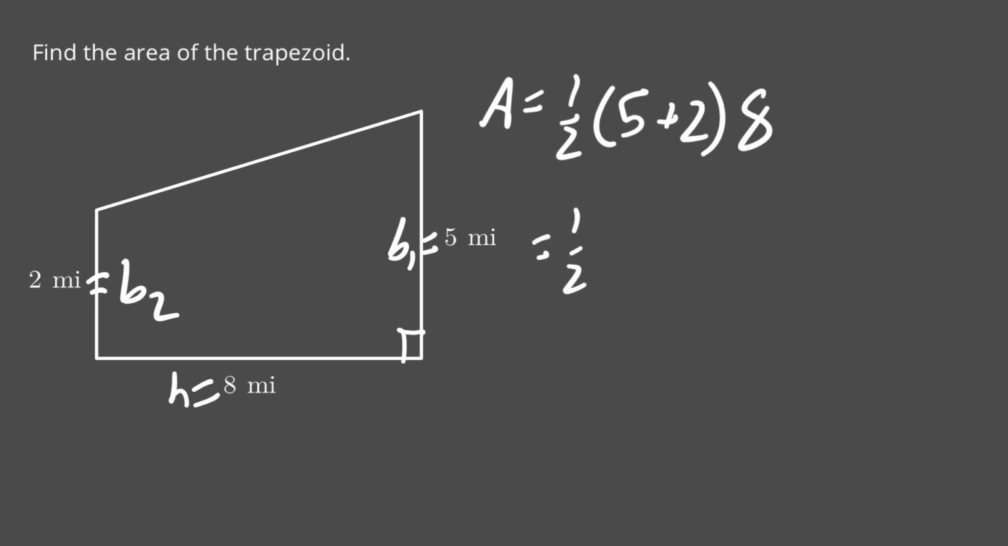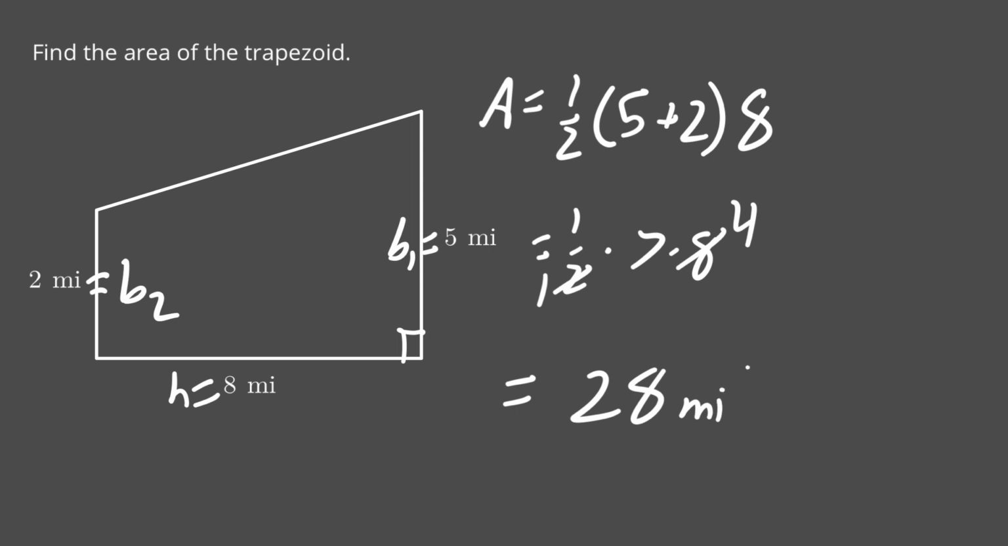Simplifying, we have 1/2 times 7 times 8. We can simplify the 8 and the 2 down to a 4 and a 1. Now we just have 7 times 4, which is 28 miles squared.